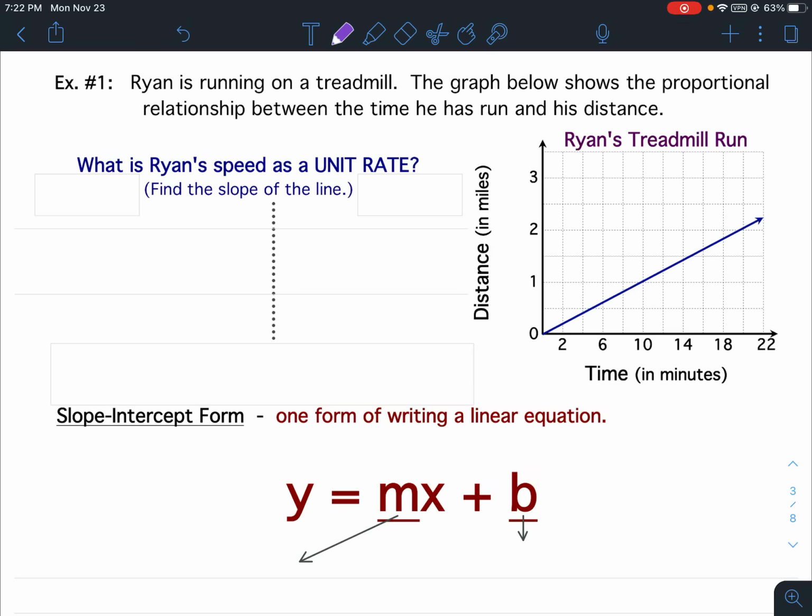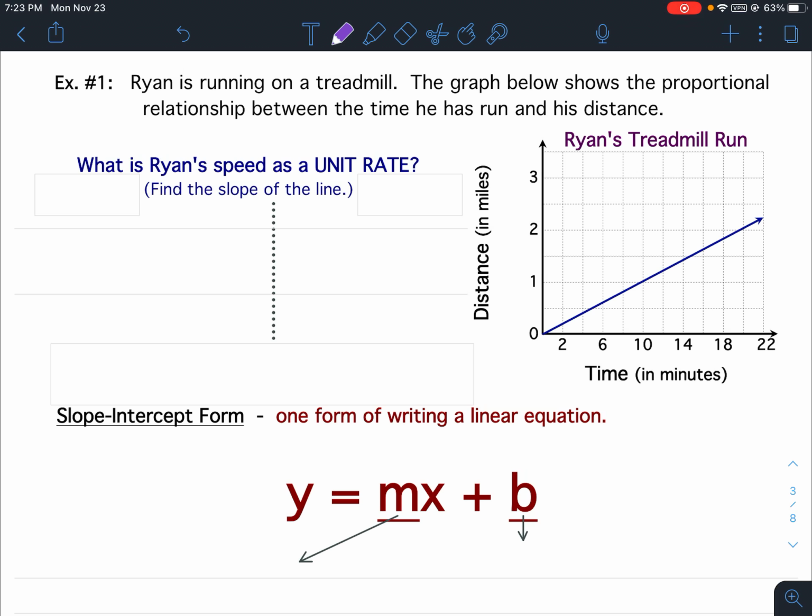Proportional Relationships, Lesson 6 Notes. Example number 1. Ryan is running on a treadmill. The graph below shows the proportional relationship between the time he has run and his distance. What is Ryan's speed as a unit rate? Find the slope of the line.